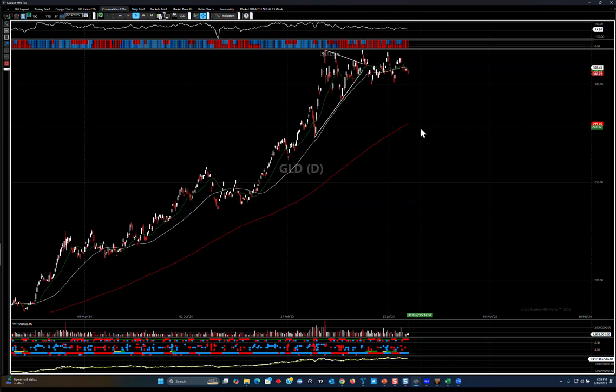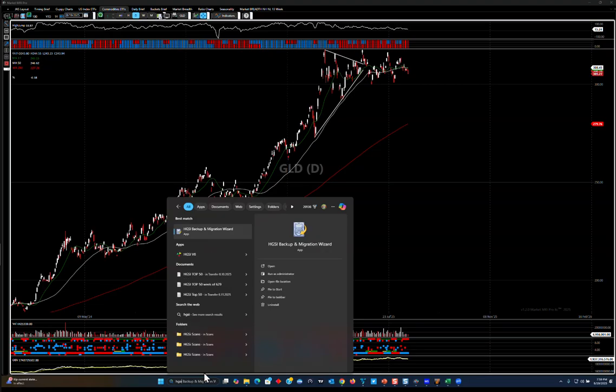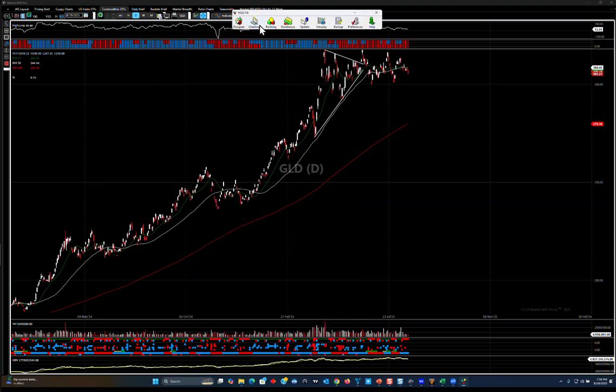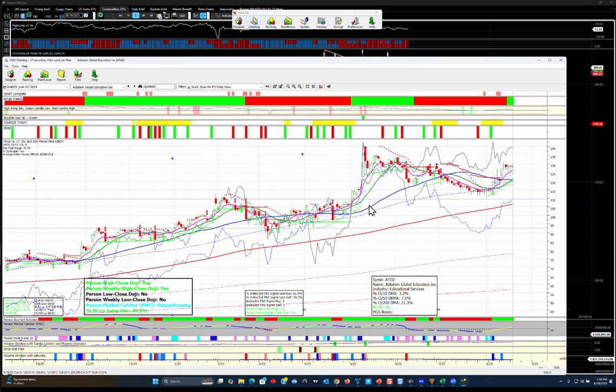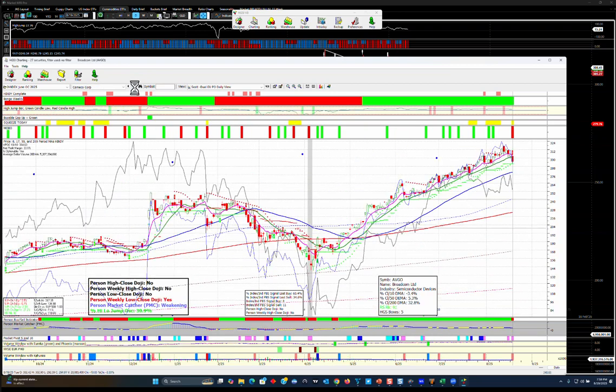The best of them all is HGSI, because it's the only one I had open. Once I'm in HGSI and I open up a chart, again, this has all my indicators on it. Nothing is as fast as this.